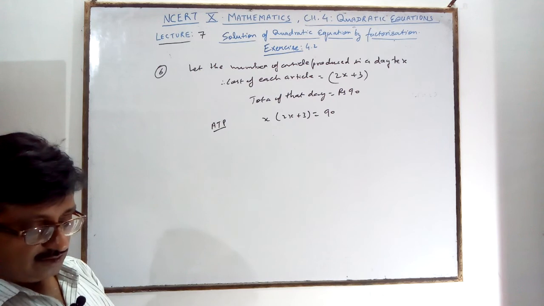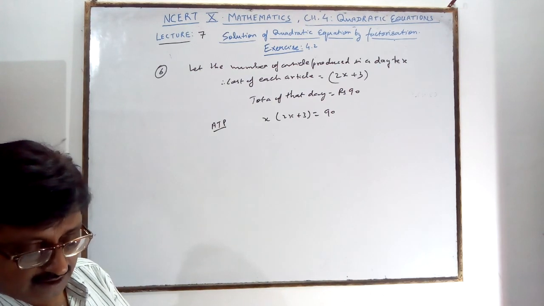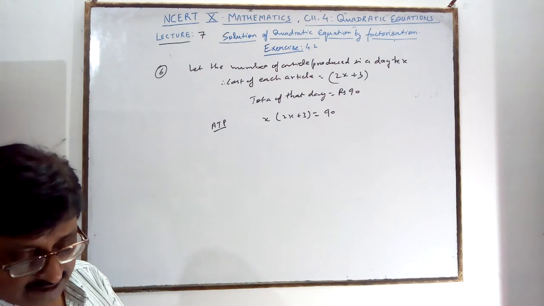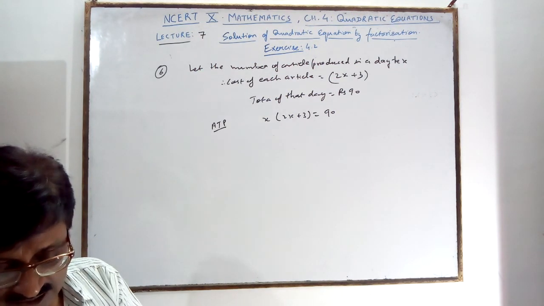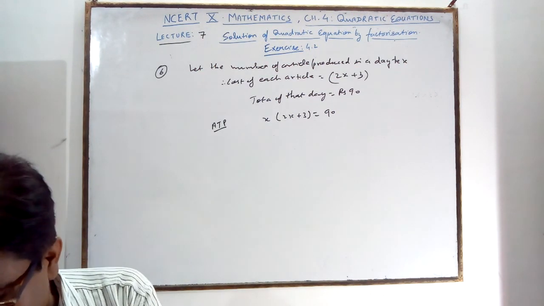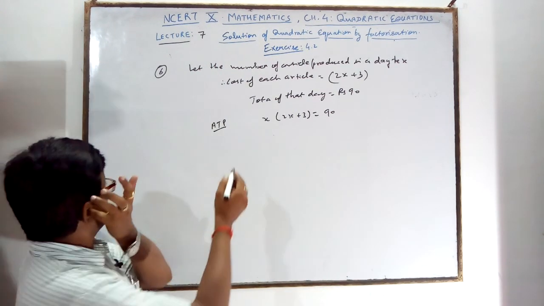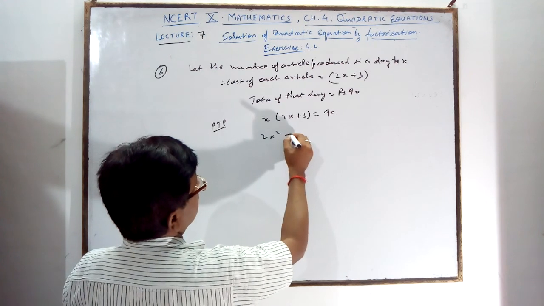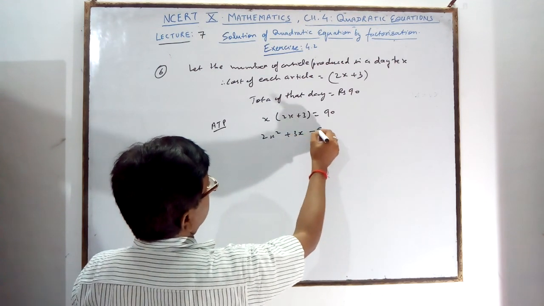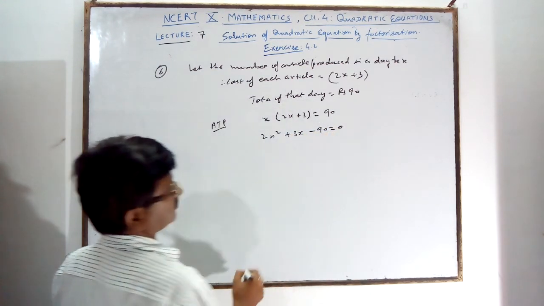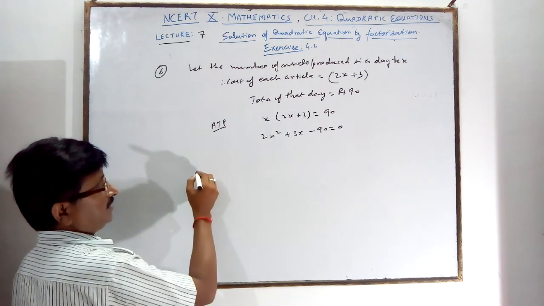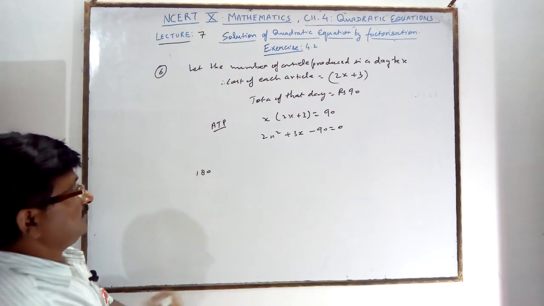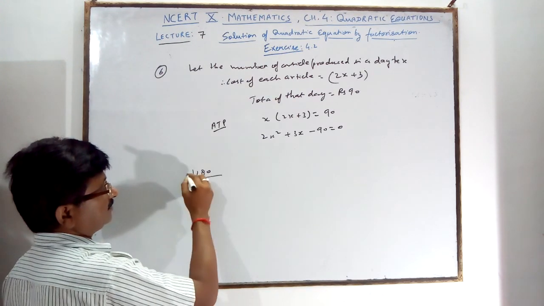It is very common. So find the articles produced and the cost. So the number of articles gives 2x square plus 3x minus 90 is equal to 0. Now 2 into 90, and then prime factors.